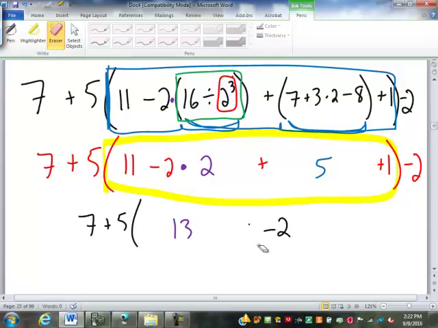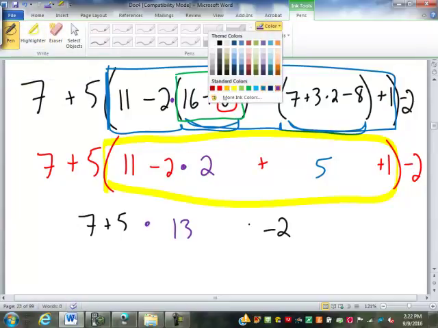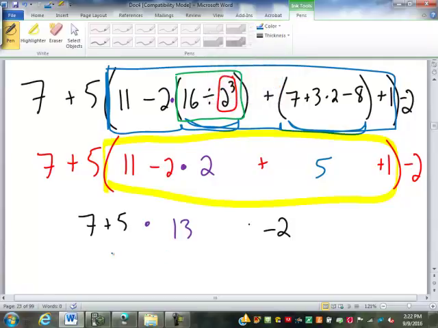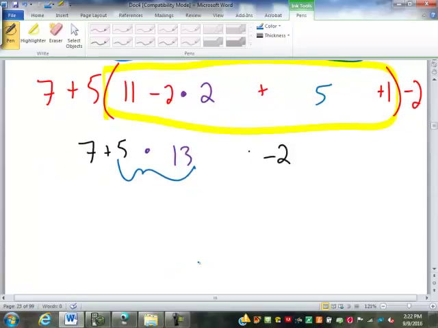We can get rid of it. What do I have to remember? Put in our multiplication again. Very good. So now, no more enclosing symbols. No more exponents. Simply multiplication. 5 times 13 is 65. Thank you. You caught it even though I screwed it up.